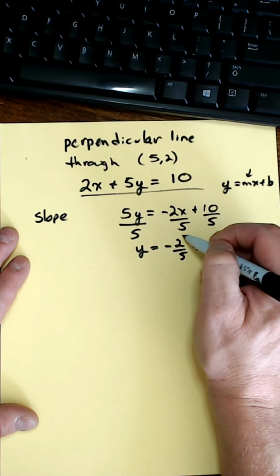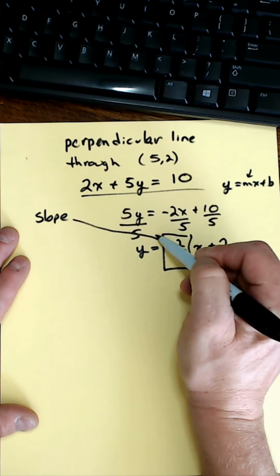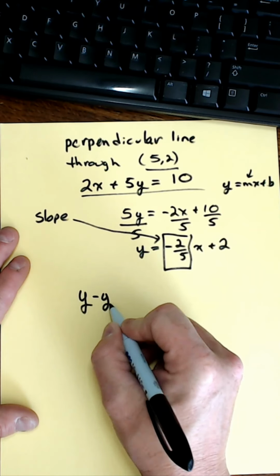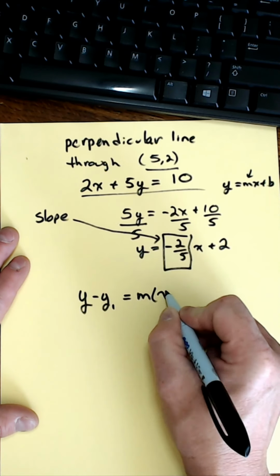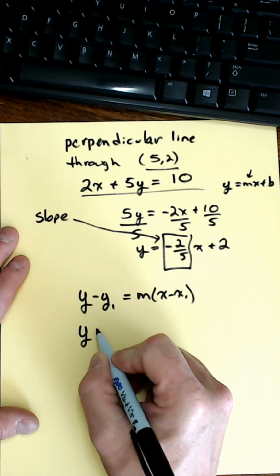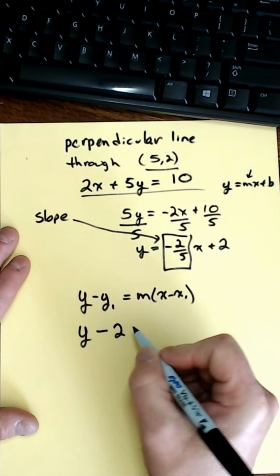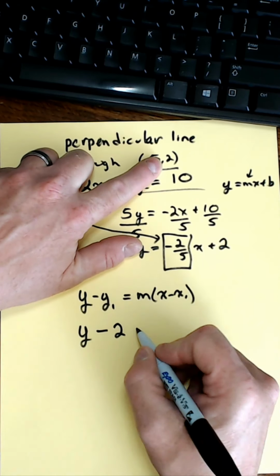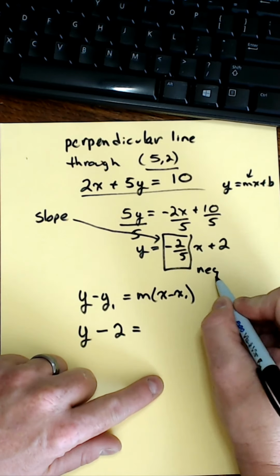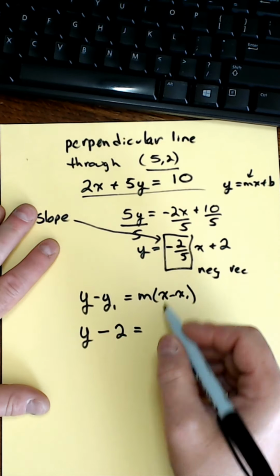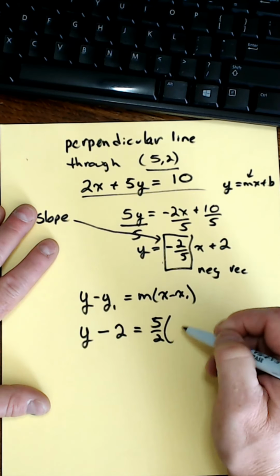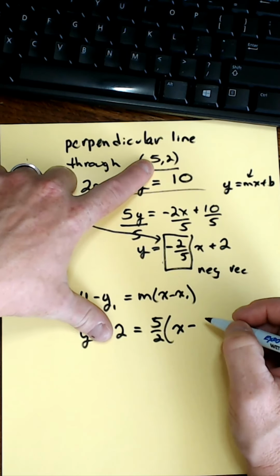Great. So now I have my slope and I have my point. So I'm going to use my point slope formula to generate the equation of a line. I get y minus 2, and that's coming from this 2 up here, and that's equal to, and now I want the negative reciprocal of this, and that's going to be 5/2. I'm going to flip it over and change the sign. I'm going to have x minus the x value here of 5.